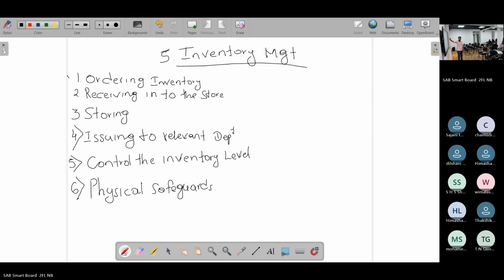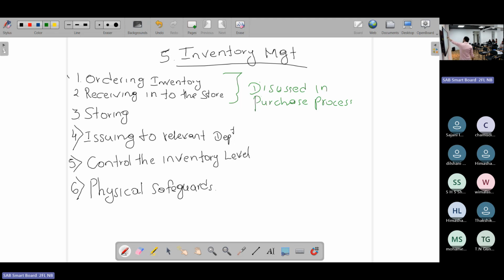That's why I told you we can't separate purchase and inventory. This ordering part and receiving part we already discussed under the purchase procurement process. Even though we discussed it in the purchase process, it doesn't mean it's not an inventory management process. It is part of inventory management, but we are not going to discuss it again.